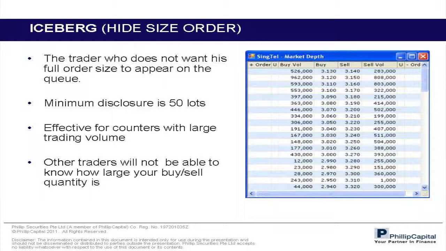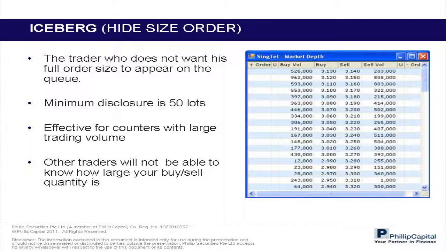The second order type that you can place on Poems ProTrader is the iceberg or hidden size order. A hidden size order is for the trader who does not want his full order size to appear in the market queue. The purpose of hiding the order size is so that other traders will not be able to know how large your buy or sell quantity is.